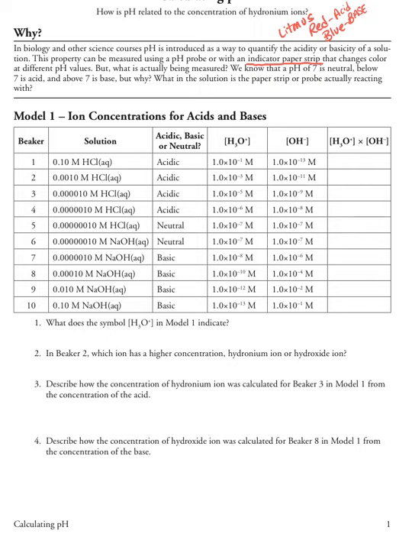H3O plus is the next column. You don't know what that is yet, but we will find out. Then OH minus, that's the hydroxide ion. And the last column we will talk about here in a minute. So let's look at question 1. It says, what does the symbol H3O plus in Model 1 indicate?